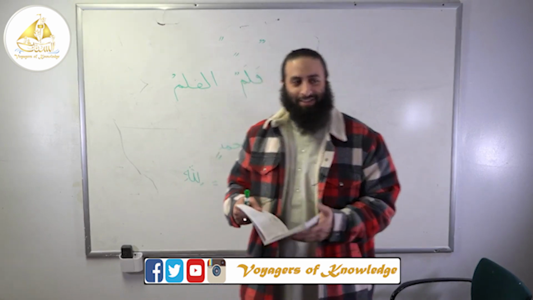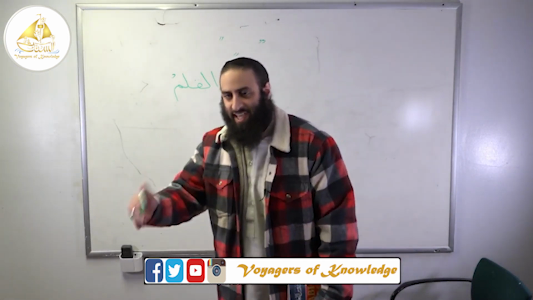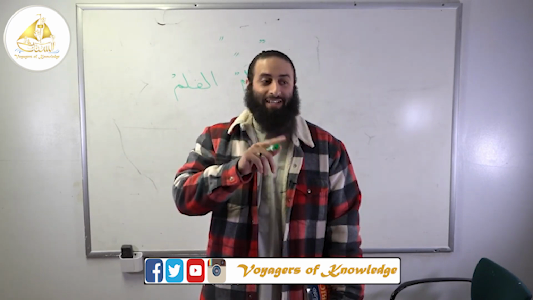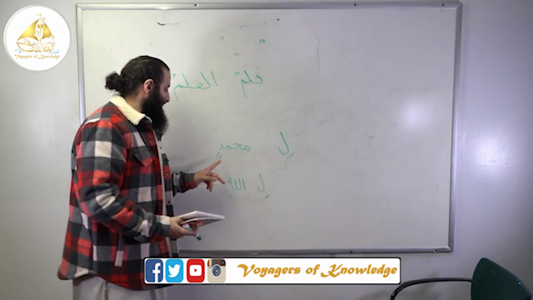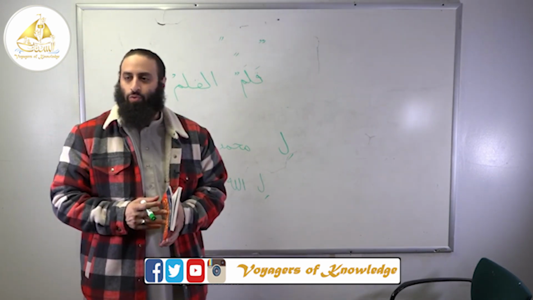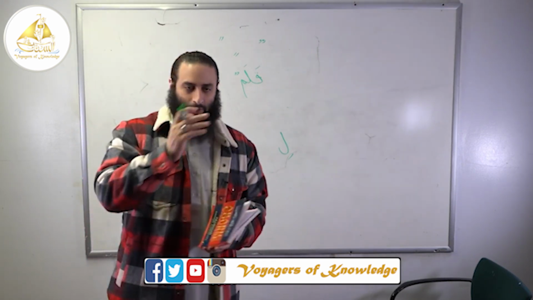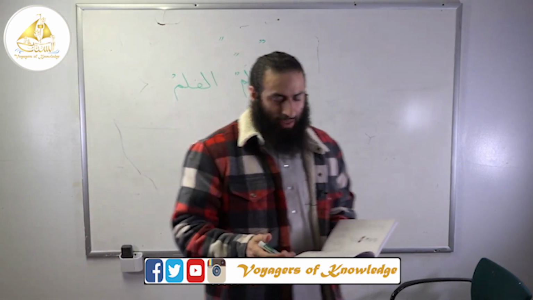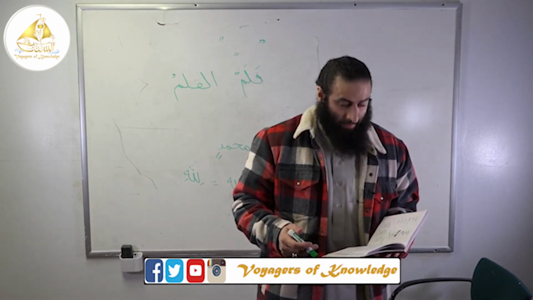Very good. أحسن. He said هذا القلم لعباس. The name Abbas doesn't have alif and lam, and since it doesn't have alif and lam, it can't accept tanween. So he said هذا القلم لعباس. Next, السؤال الثاني. لمن هذا المفتاح? Very good.